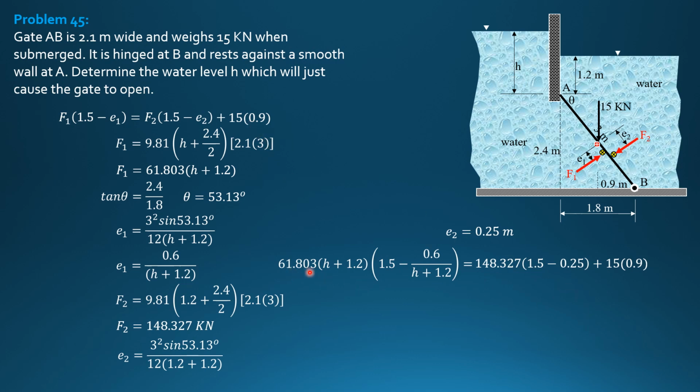So 61.803 times 1.5 is 92.704 quantity H plus 1.2, minus 61.803 times 0.6, 37.082. Then combining these values here, that's 198.909. So we can now solve for H. 198.909 plus 37.082, the answer divided by 92.704, then minus 1.2. That's the value of H. So H is equal to 1.346 meters.